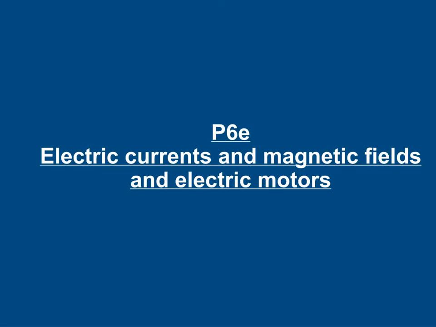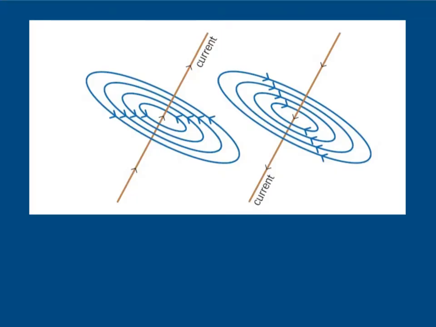This is a revision video for P6E, electric currents and magnetic fields and electric motors. When an electric current flows in a wire, it creates a magnetic field around the wire. The magnetic field is only there when there is a current. If the current stops, the magnetic field collapses.